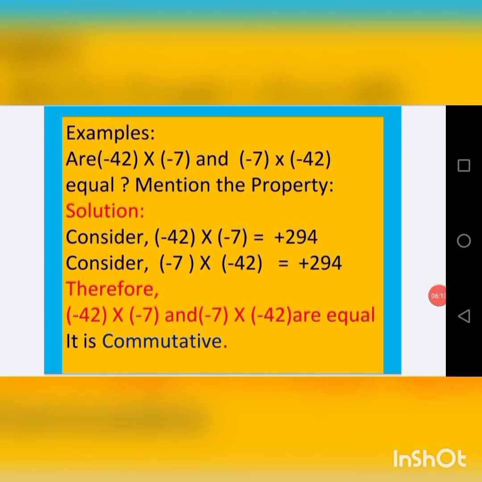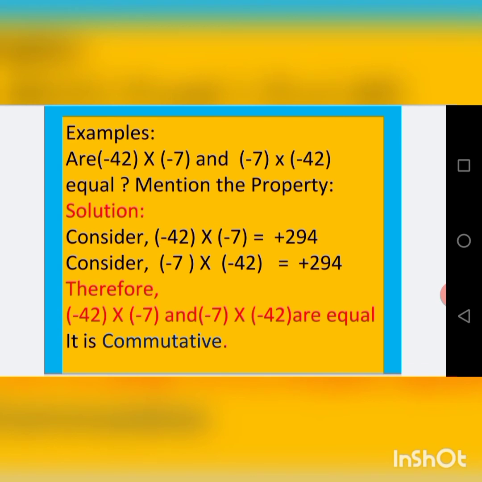Now let us look at some example sums. Are minus 42 into minus 7 and minus 7 into minus 42 equal? They are asking whether these two expressions are equal and to mention the property. We have to mention the property also.